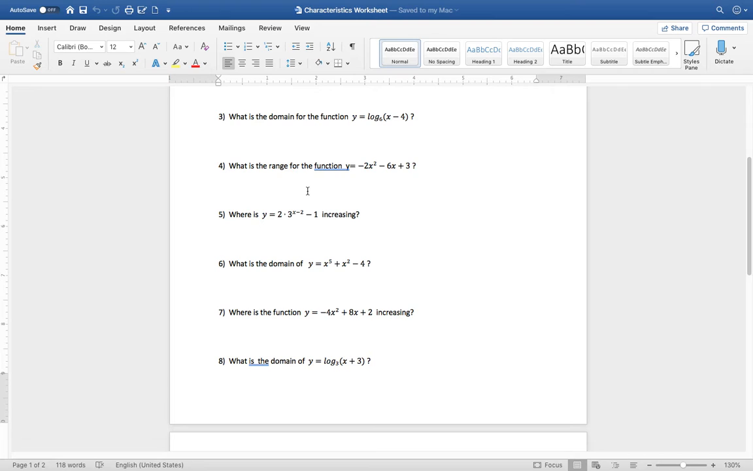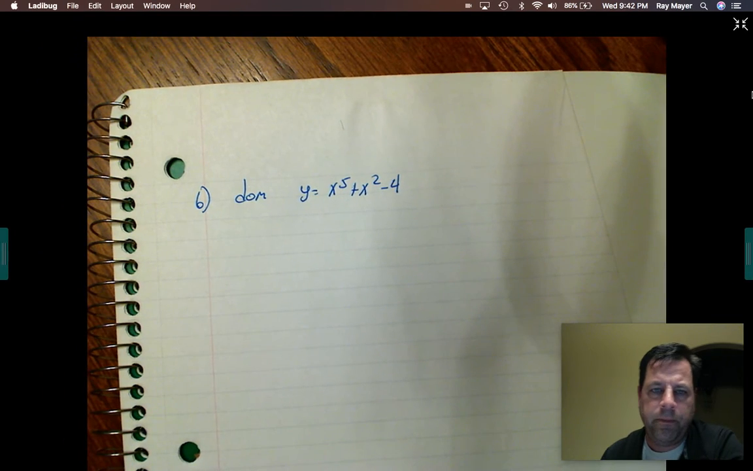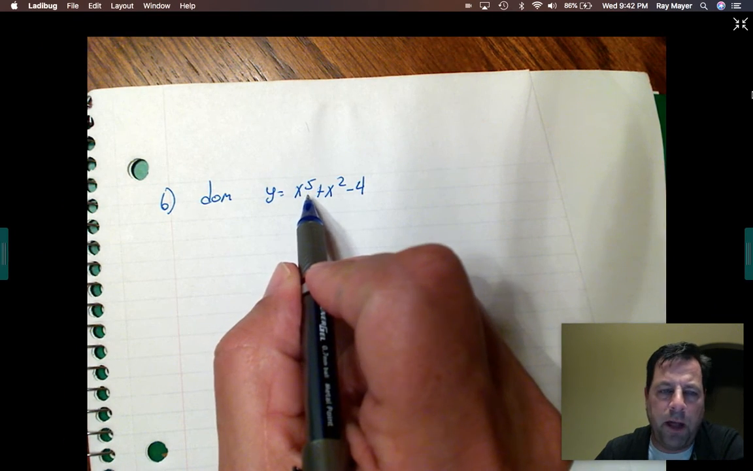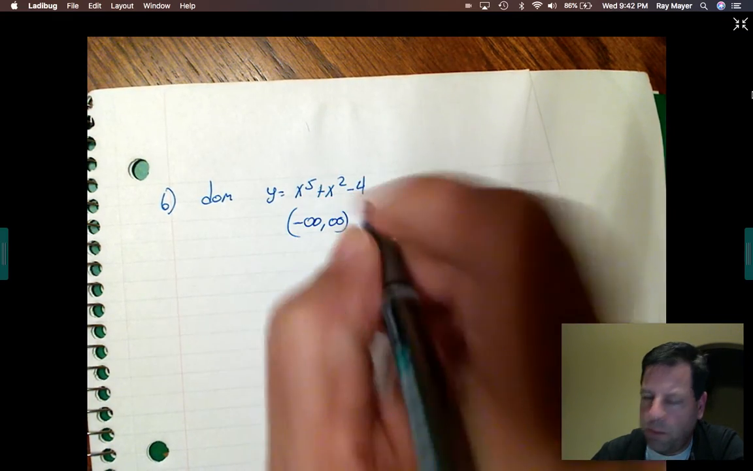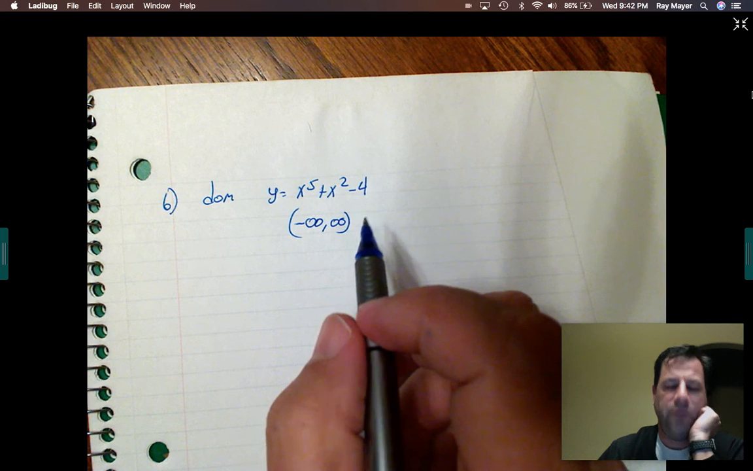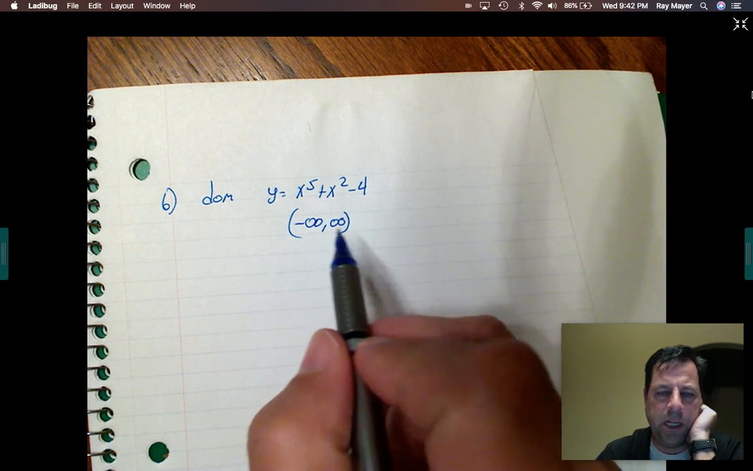Number 6, the domain. Domain of y equals x to the 5th plus x squared minus 4. What is the domain of that? Well, that's a 5th degree polynomial. Domain goes from negative infinity to infinity. Most every function's domain goes from negative infinity to infinity.